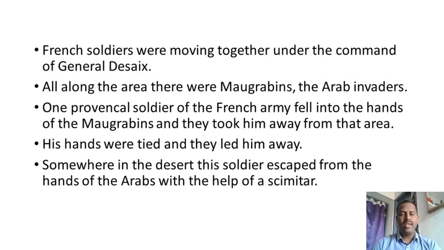French soldiers were moving together under the command of General Desaix. All along the area, there were Maugrabins, that is, the Arab invaders. One provincial soldier of the French army fell into the hands of the Maugrabins and they took him away from that area. His hands were tied and they led him away. Somewhere in the desert, this soldier escaped from the hands of the Arabs with the help of a scimitar.